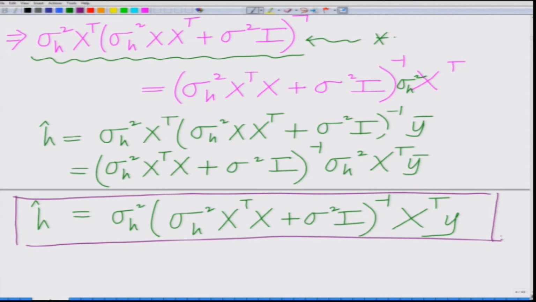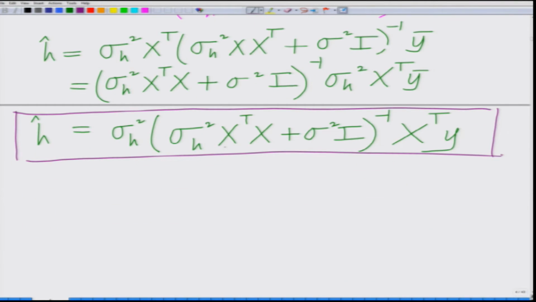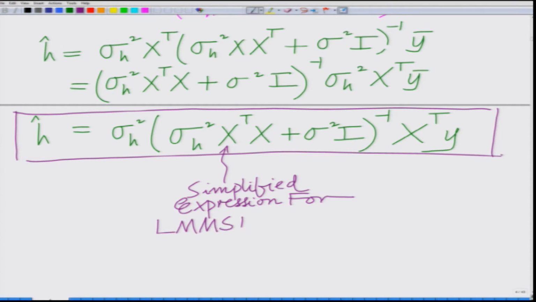This is what we are saying is your simplified expression for the MMSE estimate, or rather the LMMSE estimate. This is the simplified expression for the LMMSE estimate. So, h hat equals sigma h square times (sigma h square x transpose x plus sigma square identity) inverse into x transpose y. Now, why are we saying this is a simplified estimate?